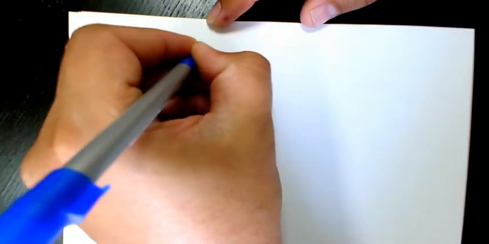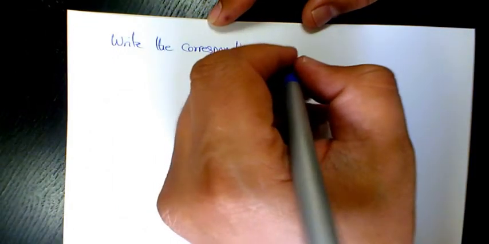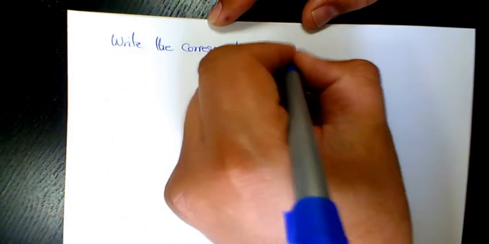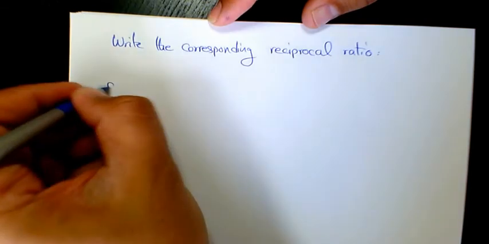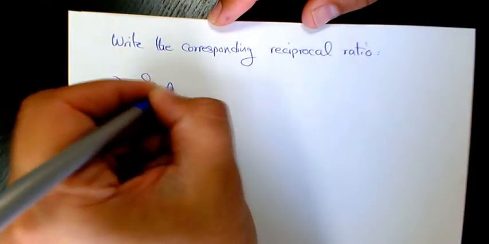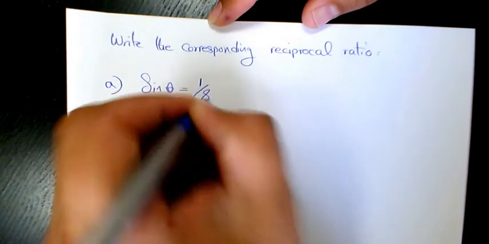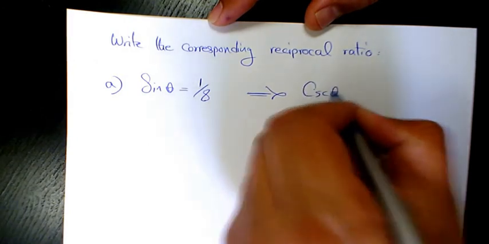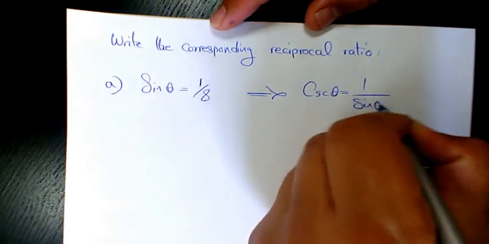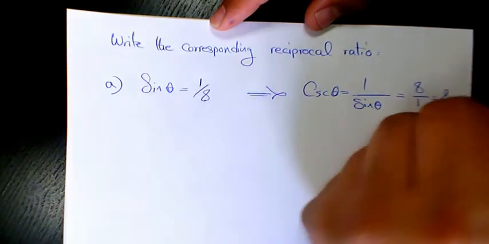So next question. Write the corresponding reciprocal ratio. A. Sine theta is 1 over 8. The reciprocal ratio for sine is cosecant, which is the inverse of sine. So that's going to be 8 over 1 or 8.